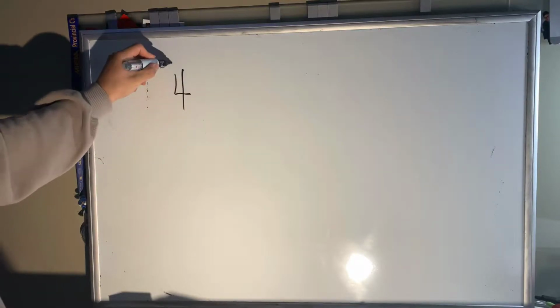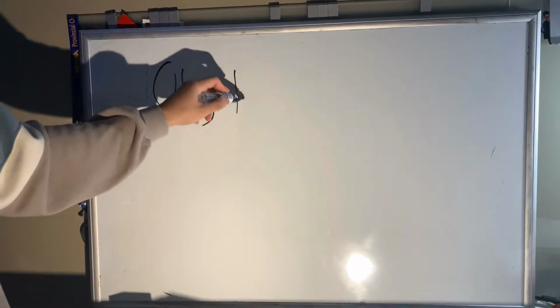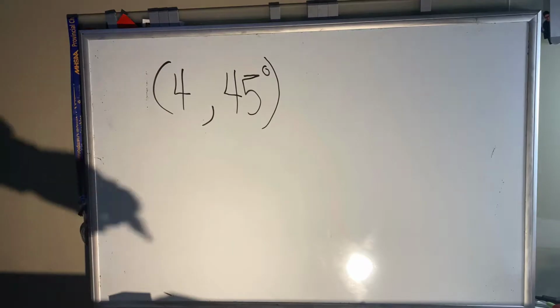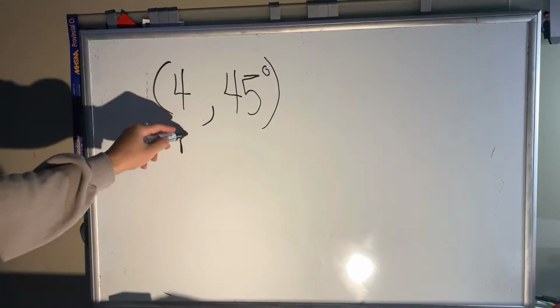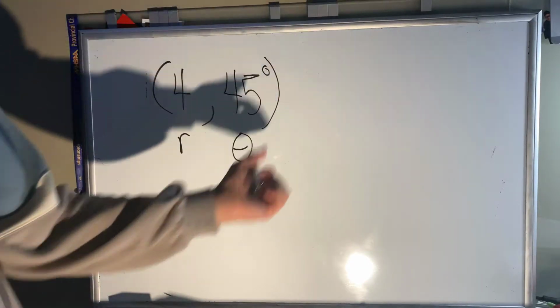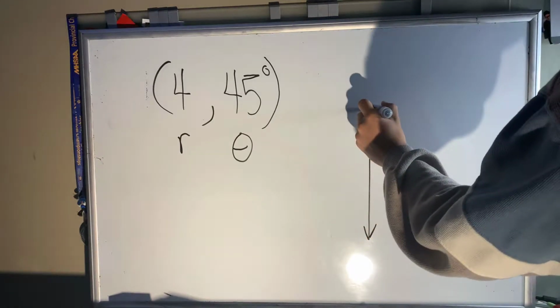Okay, let me just give you an example right here about how we can plot polar coordinates. So, let's say I wanted you to plot 4 and let's say 45 degrees. Do it on a polar graph. Well, the radius is 4 and the theta angle is 45 coming from the positive x-axis. So let's write that down. Draw our graph.